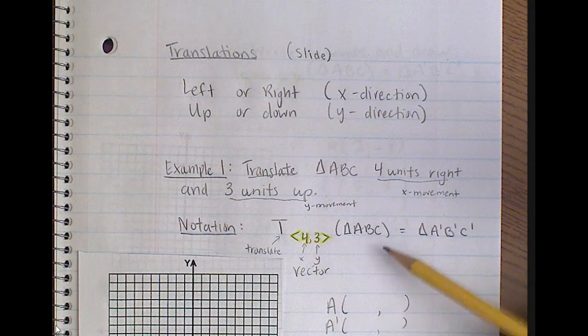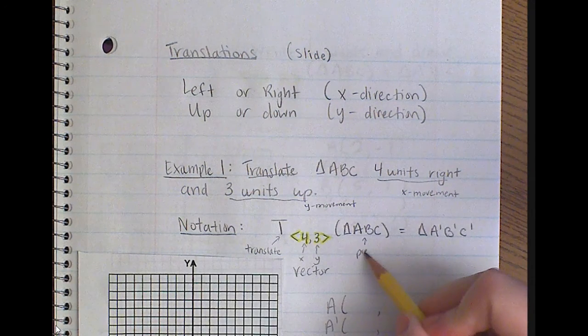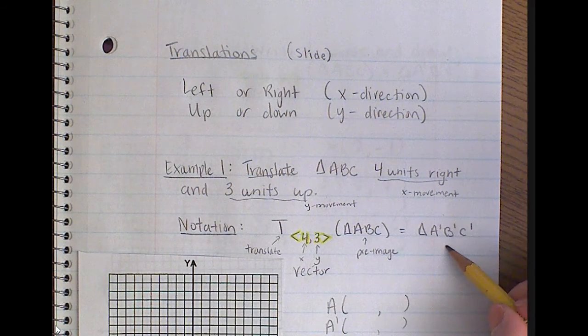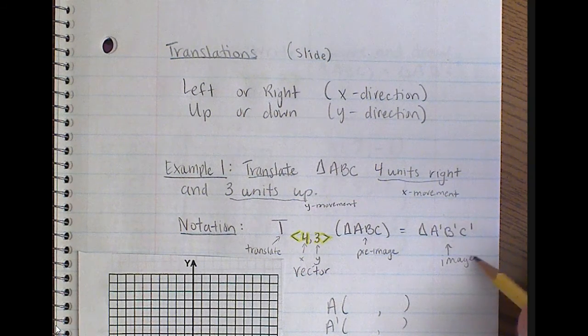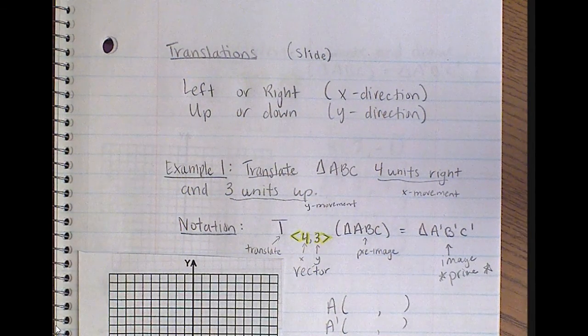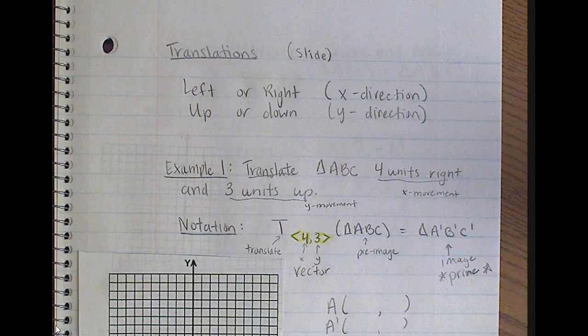Just like our reflections, inside the parentheses is our pre-image. And then after the equal sign is our result, our image. And we always want to put the prime symbols onto our image. So if you're not quite sure, you might remember that. Put a little note to self: prime symbols are important on our image.